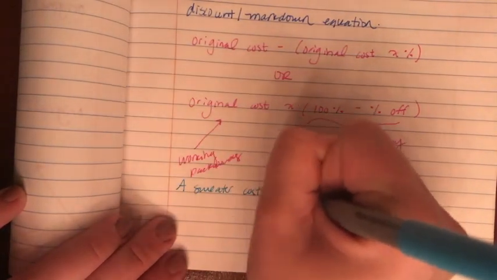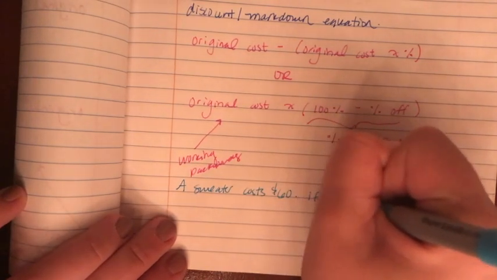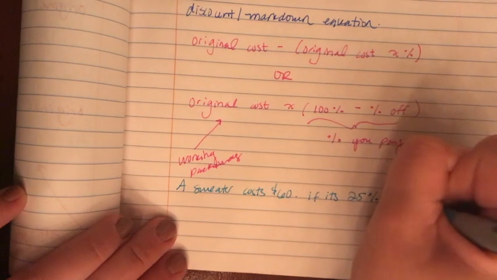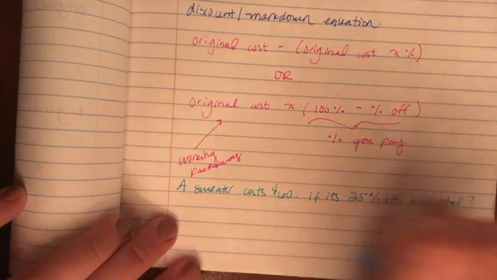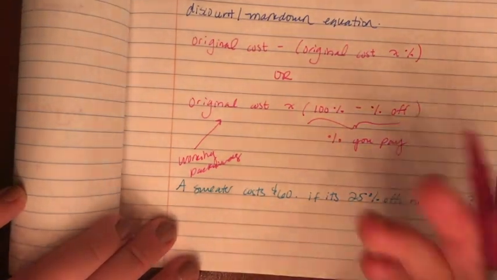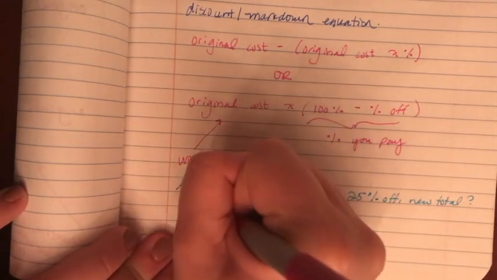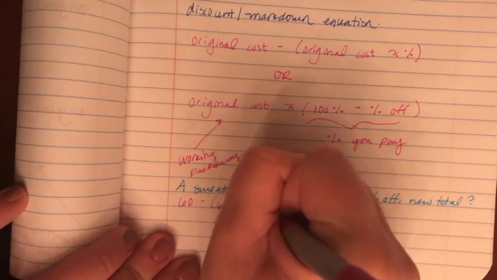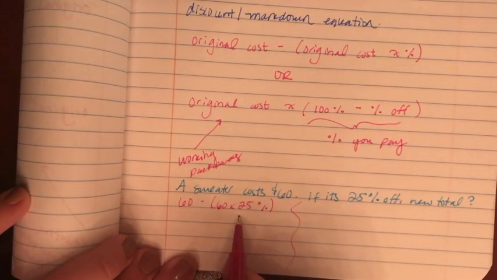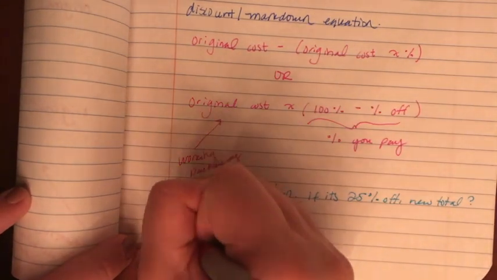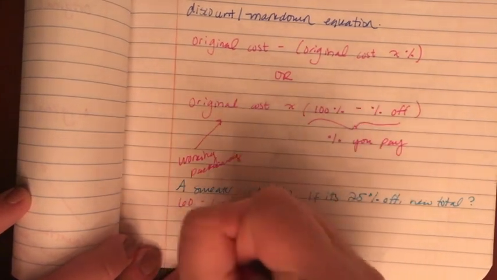costs $60 if it's 25% off. What's the new total? And we can do it both ways. First way would be 60 minus 60 times 25%, which would be 0.25. So if I multiply that out, I get 60 minus 25% of 60, which is 15, and I get 45.